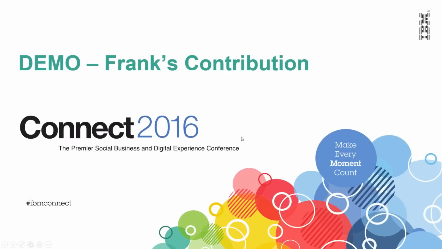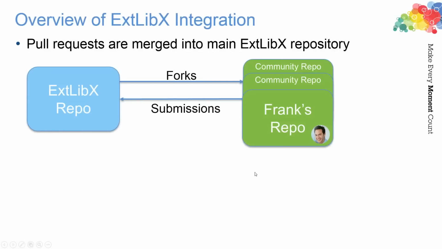Okay, so Frank is now a contributor. So the overview of that process, you've got the XlibX repo on the left, and then you've got any number of community repositories created via forks on the right, including Frank's repository. And this is actually quite a simple process compared to the core extension library. It's easier to get your code into the XlibX.